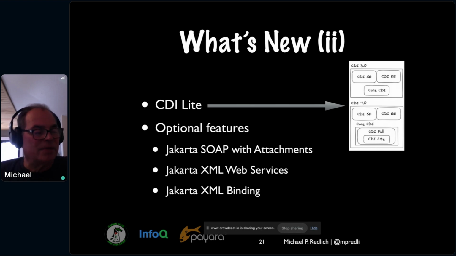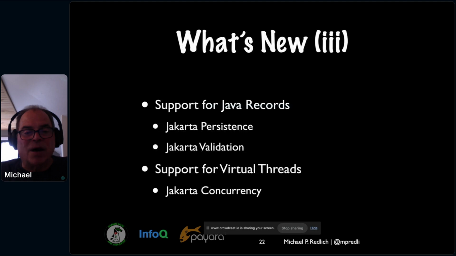So, and then just to go back to the CDI Lite, CDI will split out the integration-related spec and text into a separate specification document. All right, there's support for Java records. Of course, it's been out for a couple of years now. So Jakarta Persistence and Jakarta Validation now support that. And of course, with the release of JDK 21 almost a year ago, Jakarta Concurrency does support that.